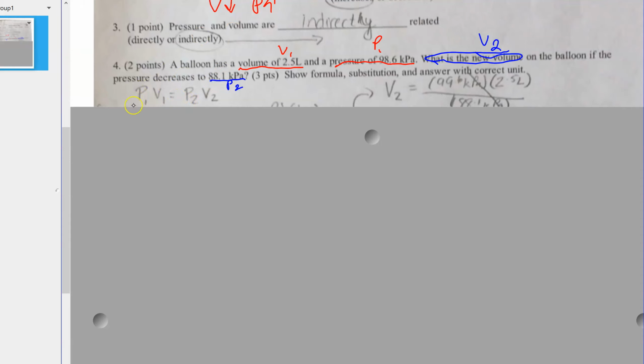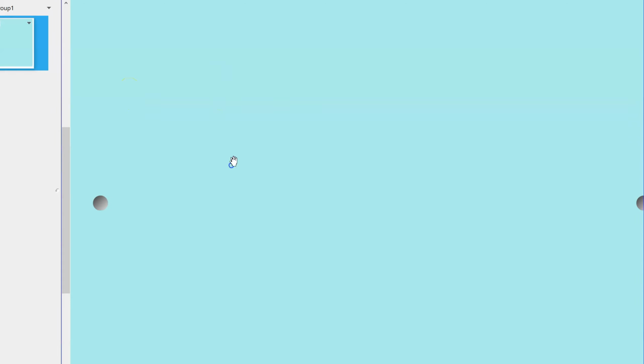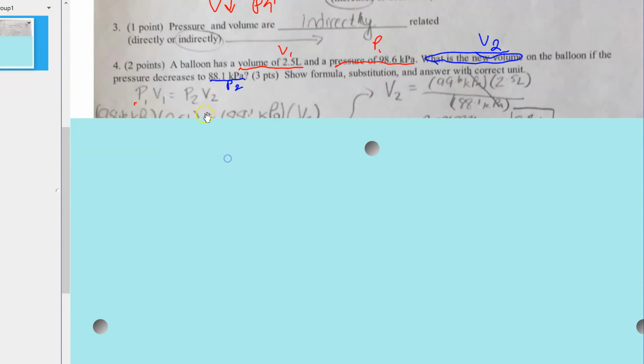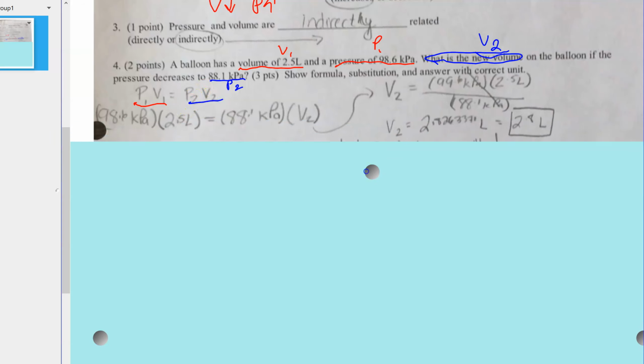So we know that pressure 1, volume 1, multiply them together, you'll get the same as pressure 2 times volume 2. So let's go ahead and plug some of these things in. So what's my V1? 2.5. What's my P1? 98.6. What's my V2? We don't know what V2 is. This is what we're solving for right here. And what's my P2? 88.1 kPa. We're dealing with kPa and kPa. I have liters as my input. That means I'll get liters as my output.